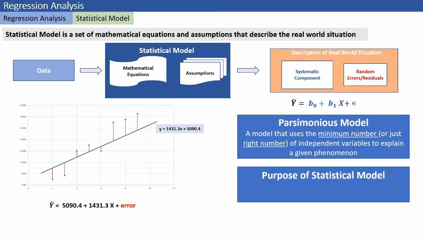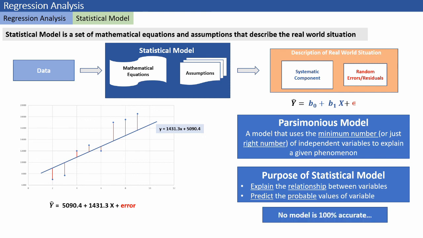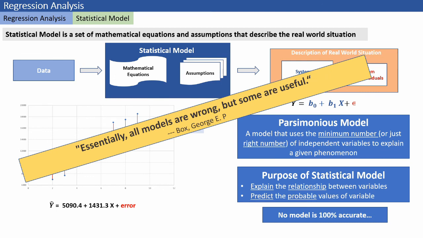Next, the purpose of a statistical model. The purpose of any statistical model is to explain the relationship between variables and predict the probable values of variables. That is the ultimate aim of any statistical model. There are various types of statistical models and simple linear regression is one of them. While statistical models are very useful in explaining relationships and making predictions, there is one important thing that we have to remember. No model is 100% accurate. It's only an approximation to the closest mathematical model. Essentially, all models are wrong, but some are useful. With that note, we close this session.